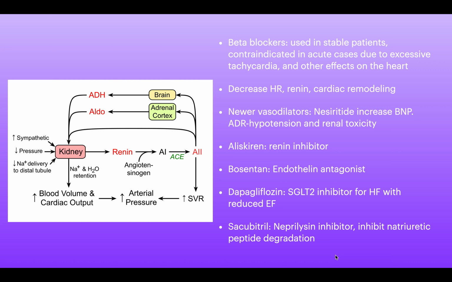Bosentan is an endothelin antagonist. Dapagliflozin is the SGLT2 inhibitor for heart failure with reduced ejection fraction. Sacubitril is going to be a neprilysin inhibitor, and it also inhibits natriuretic peptide degradation. So it's going to increase the amount of dilation.